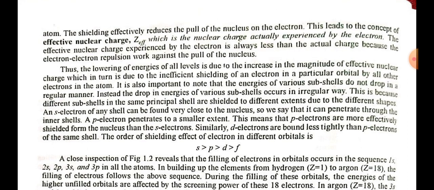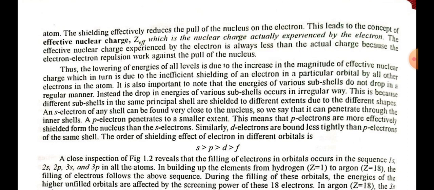Thus, the lowering of energies of all levels is due to the increase in the magnitude of effective nuclear charge, which in turn is due to the inefficient shielding of an electron in a particular orbital by all other electrons in the atom. It is also important to note that the energies of various subshells do not drop in a regular manner. Instead, the drop in energies of various subshells occurs in an irregular way. This is because different subshells in the same principal shell are shielded to different extents due to their different shapes.